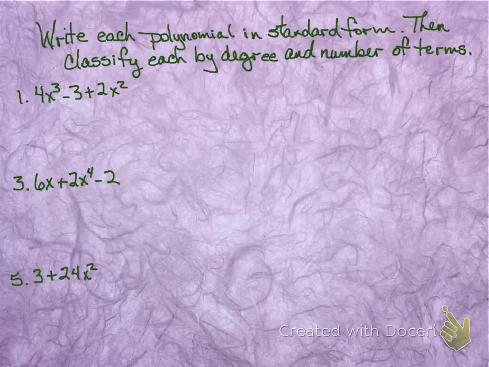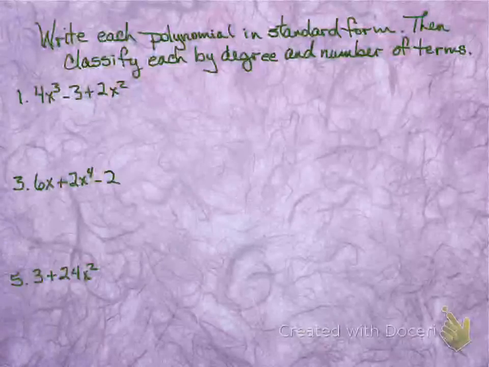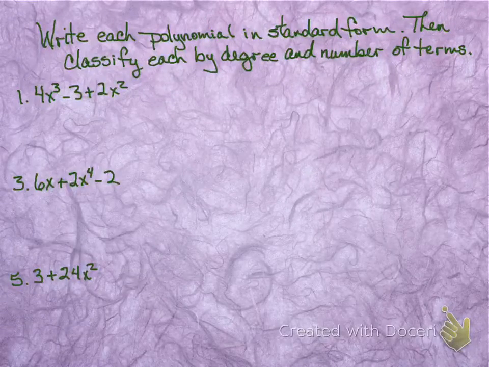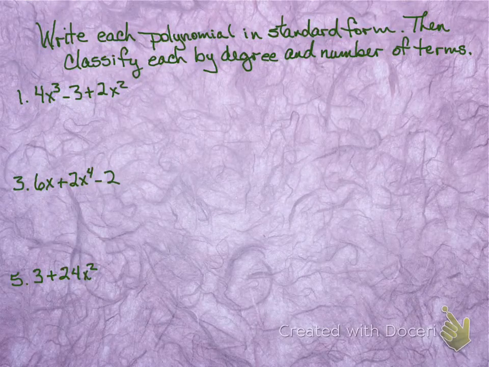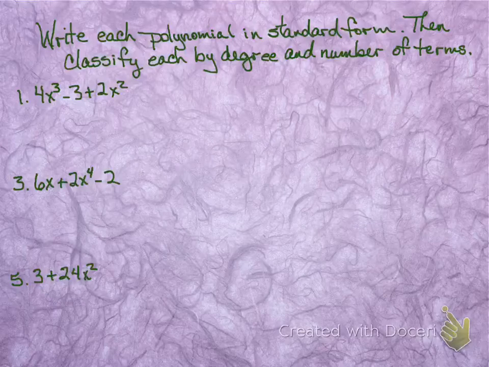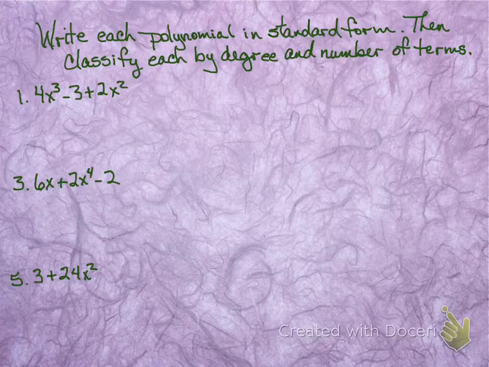Okay, the first thing we want to do for number 1, 3, and 5 is write each polynomial in standard form. That means get it in order from the greatest exponent to the least exponent. Then we're going to classify it by degree and number of terms. Okay, so we have 4x cubed minus 3 plus 2x squared.